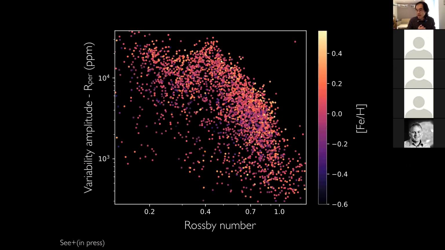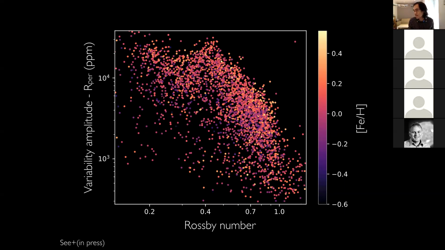Okay, so if we take the periodic sample and we plot the variability amplitude as a function of Rossby number, we can see that, broadly speaking, there's an inverse power law relationship between the two quantities. And so that seems to match more or less with what I showed you earlier in this talk for other activity proxies.